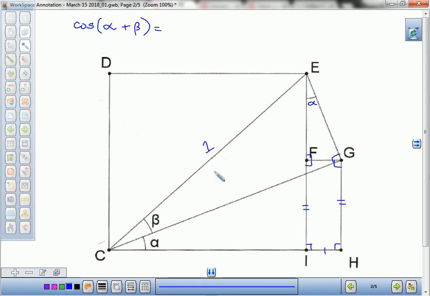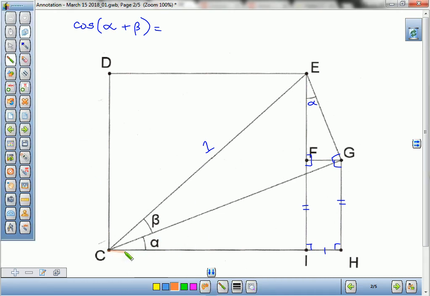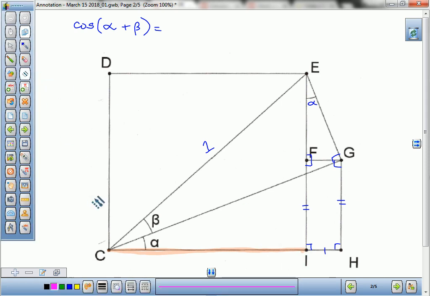Now, I did hear in this class that cosine of alpha plus beta is this length here. No, it's the full length. It's to H. All the way to H. Is it? Yeah, it is. No, it isn't. Then I misheard. Because if we look, here's my right triangle that I'm using to make that statement.